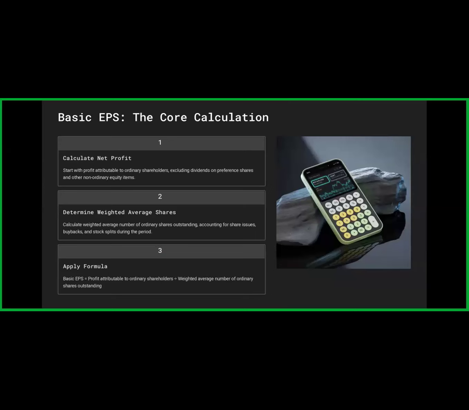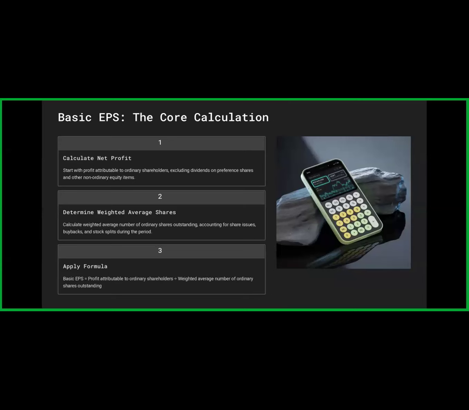Okay, so the basic EPS calculation, that is the core calculation. We calculate the net profit. How do we calculate the net profit? That is revenue minus cost of goods sold, we get the gross profit, minus operating expenses, we get the operating profit, minus interest and tax, we get the net profit.